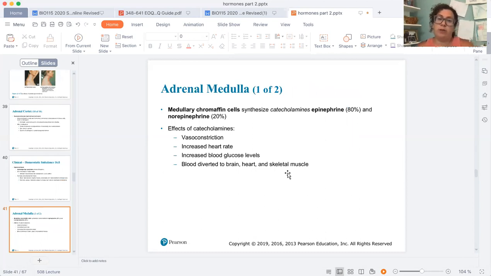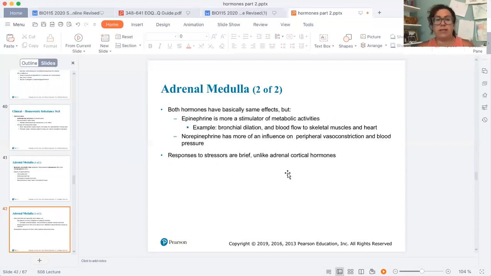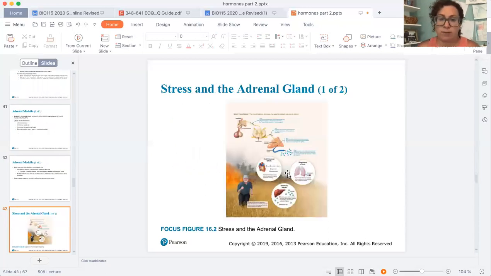Then the adrenal medulla is mainly for epinephrine and norepinephrine. It's composed of medullary chromaffin cells. Epinephrine and norepinephrine are fight or flight, so they cause vasoconstriction, increased heart rate, and increased blood glucose levels, and help divert blood to the brain, heart, and skeletal muscle when needed. Both of these hormones are basically the same. So when you say norepinephrine, you can assume it does basically the same thing as epinephrine for your purposes.